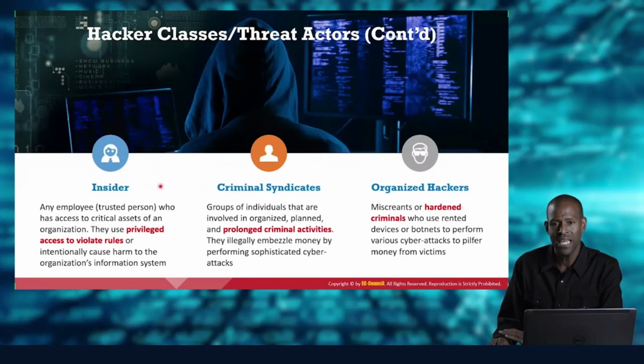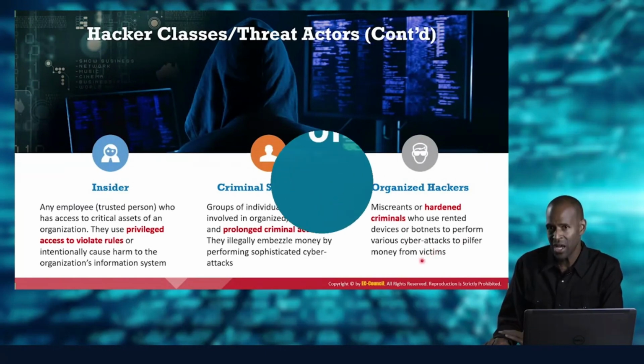Another type of attacker would be an insider. This is somebody who already has logon, they already have privilege, they already have an account, and they're trusted, but yet they are attacking the organization. Another one would be, like I was describing before, a criminal syndicate, organized criminal activity, organized hackers, hardened criminals that use even rented devices like AWS or Azure or botnets or others to organize attacks, get money, steal data, etc.